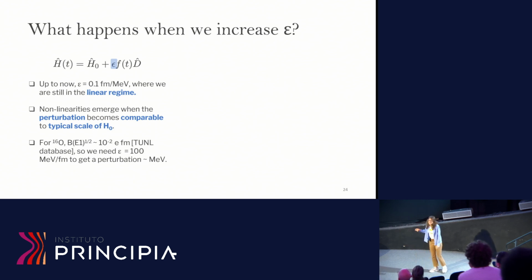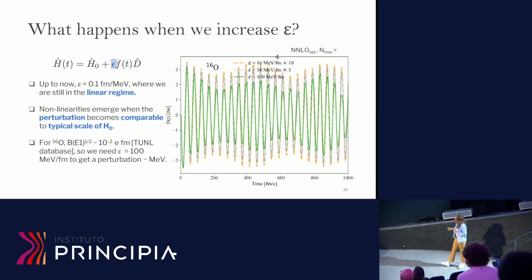And so when this happens, if we consider oxygen-16, we can look at a typical dipole transition strength, and we get, let's say, this value here, if we just do the square root. So we need something like epsilon equal to 100 MeV over Fermi to get a perturbation that goes up to MeV. And this is actually what happens.